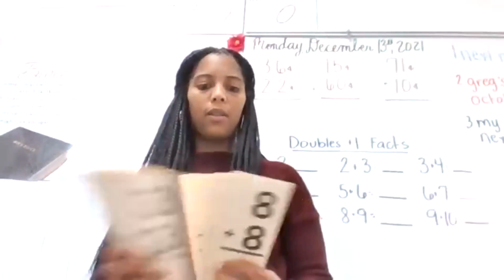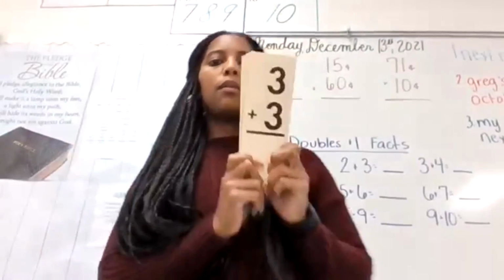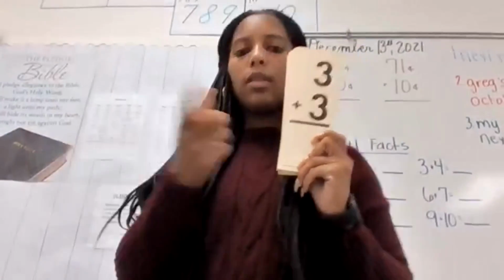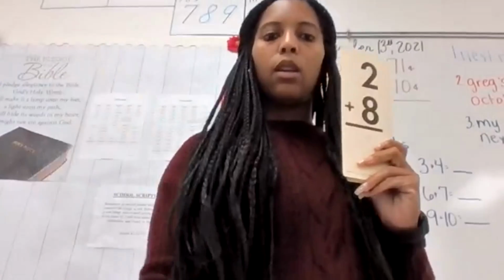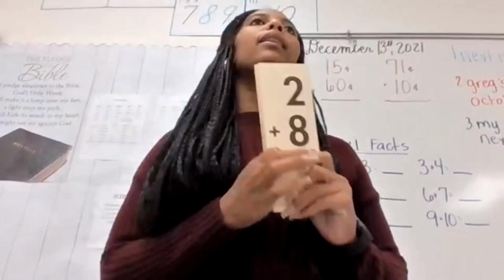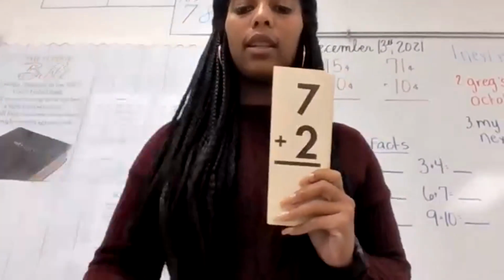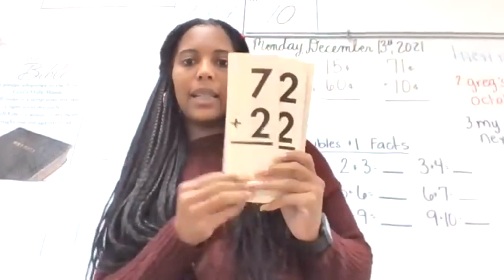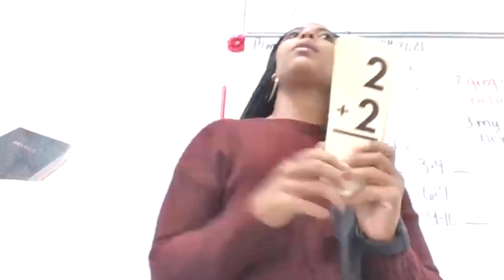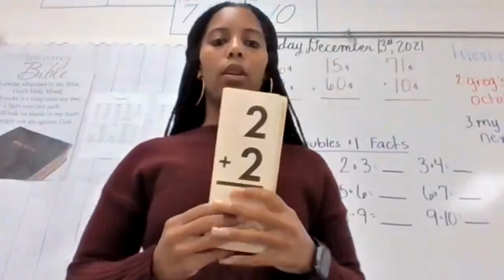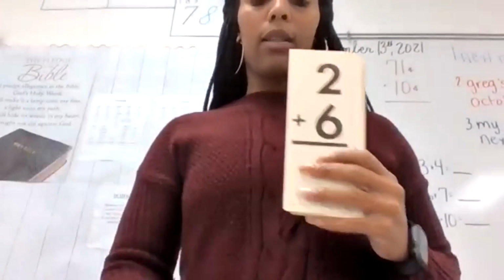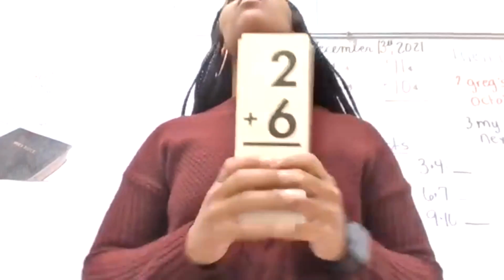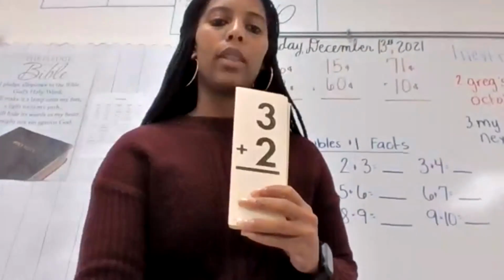All right, so let's go ahead and go with some facts. Let's get started. 3 plus 3 equals 6. 2 plus 8 equals 10. 7 plus 2 equals 9. 2 plus 2 equals 4. 2 plus 6 equals 8.